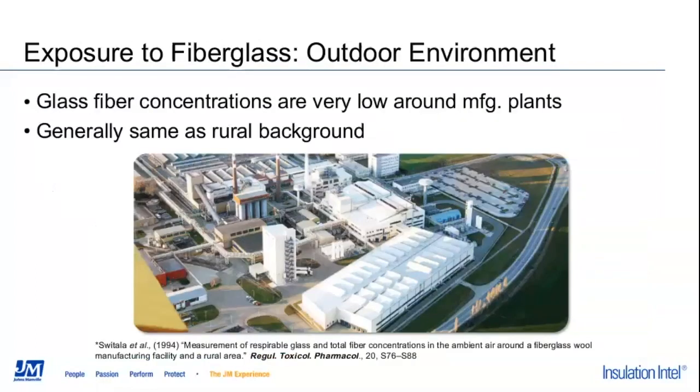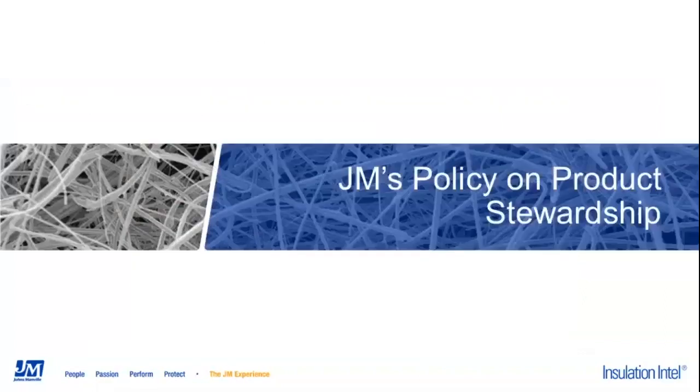So the third part of exposure is the outdoor environment. Where you have fiberglass and mineral wool manufacturing plants, are you seeing a significant amount of fibers in the outdoor area surrounding the plant? And no, the answer is quite simple. Fiberglass concentrations are very low around manufacturing plants, and they're typically about the same as the rural background. So with that, I'm going to hand it back to Bruce to talk a little bit about JM's policy on product stewardship.